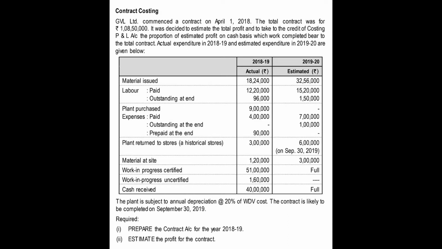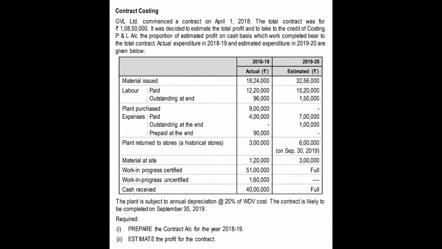GVL Limited commenced a contract on 1st April 2018. The total contract was for rupees 1,08,50,000. It was decided to estimate the total profit and to take to the credit of costing P&L account the proportion of estimated profit on cash basis which were completed back to the total contract. Actual expenditure in 2018-19 and the estimated expenditure in 2019-20 are given below.